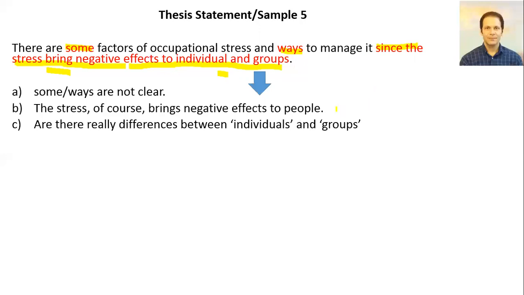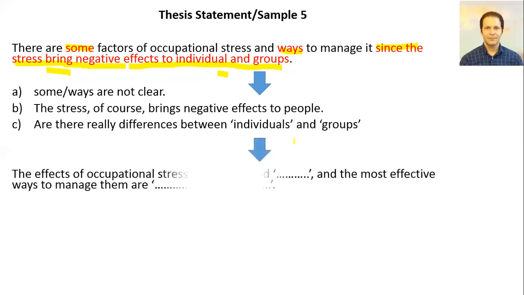And the third problem: are there really differences between individuals and groups? Because according to this thesis statement, I would understand that the effects of the stress on individuals and groups might be different. If they are the same, then we really do not need to mention that here. But if they are different, then we can make the thesis statement accordingly.